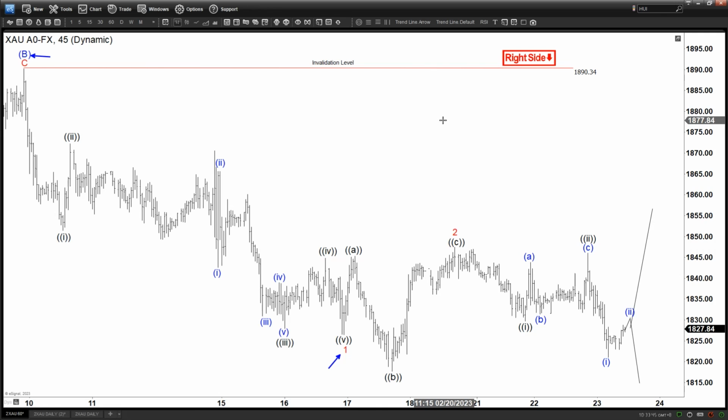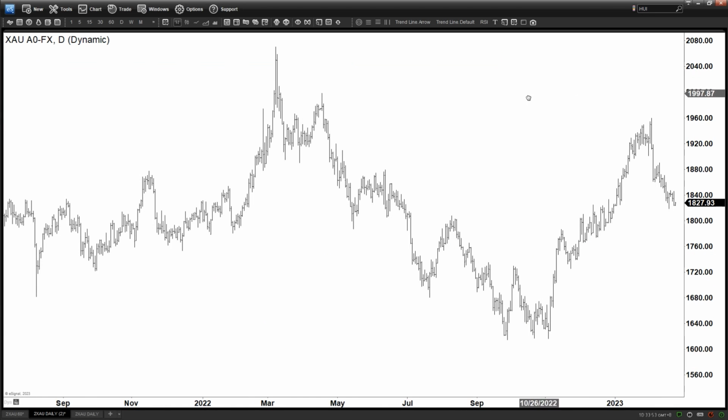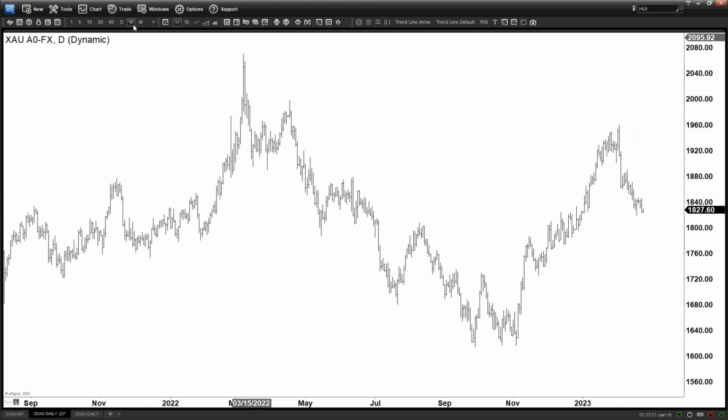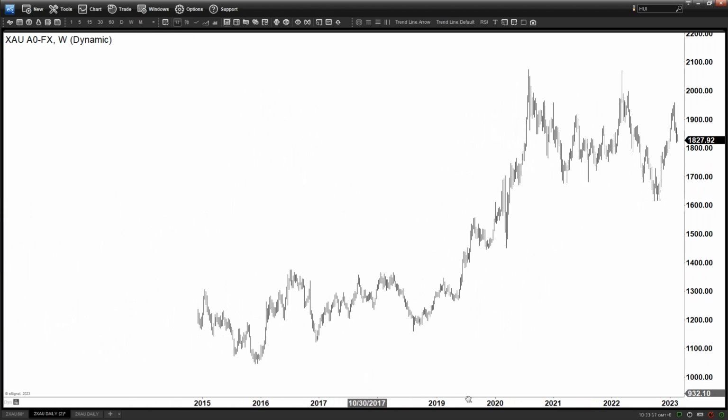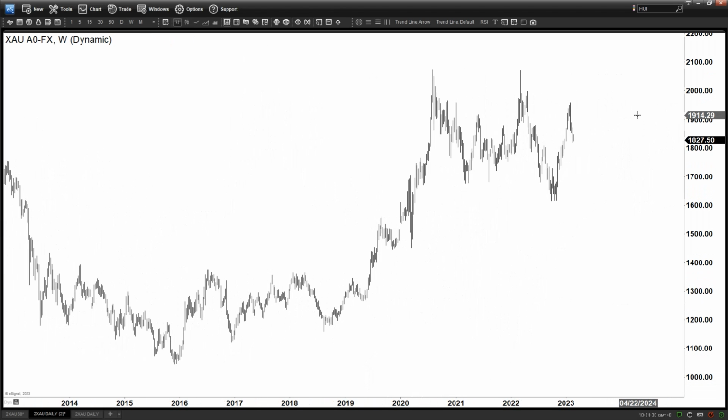Now again, I think what is important is really the medium and the long term. So let's take a look here. I'm zooming out to the weekly first. Now you notice a couple of things. One thing that we can conclude from the weekly chart is that we made an all-time high here in gold.